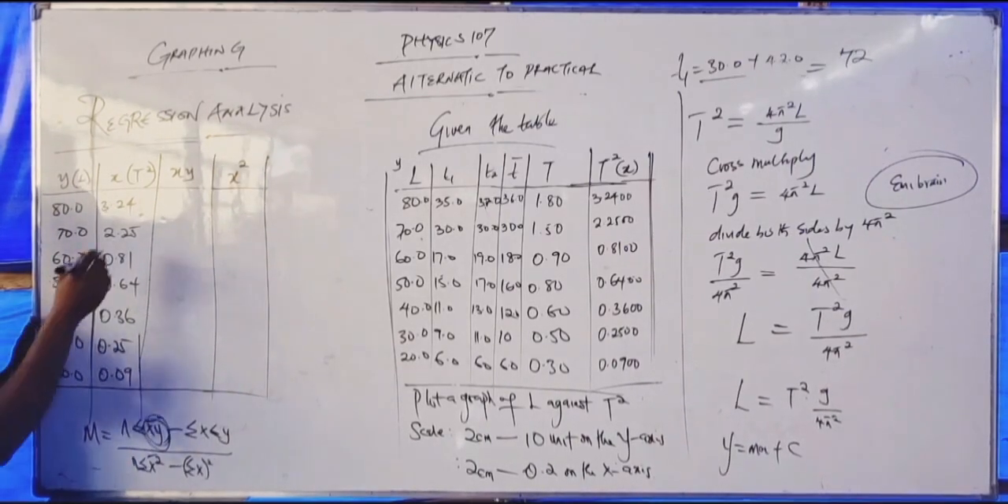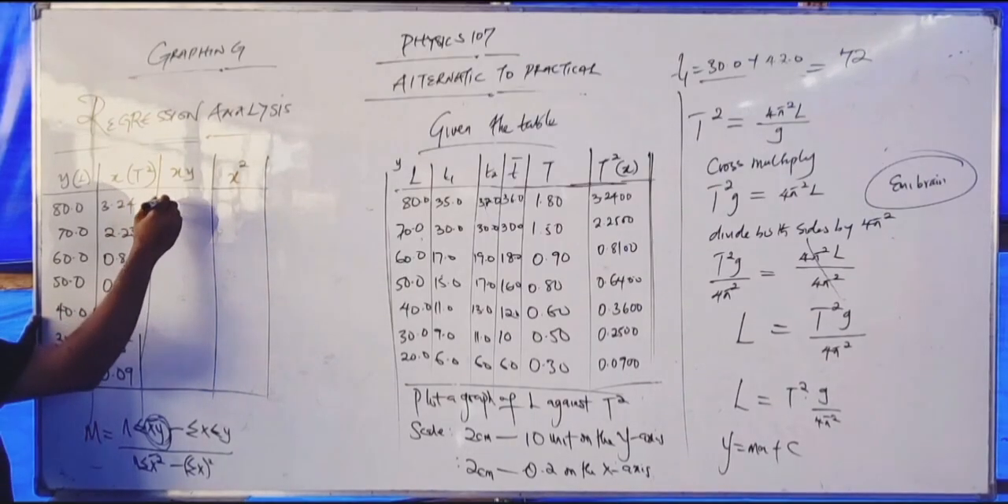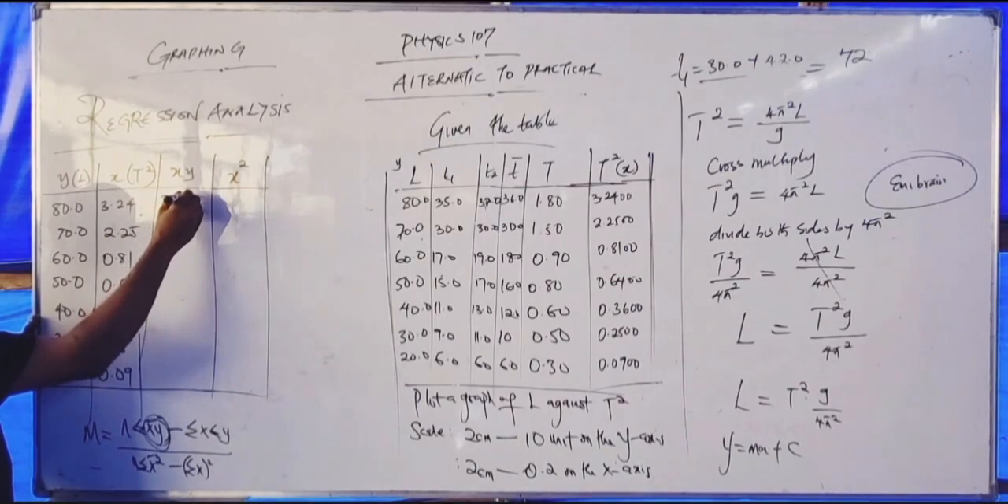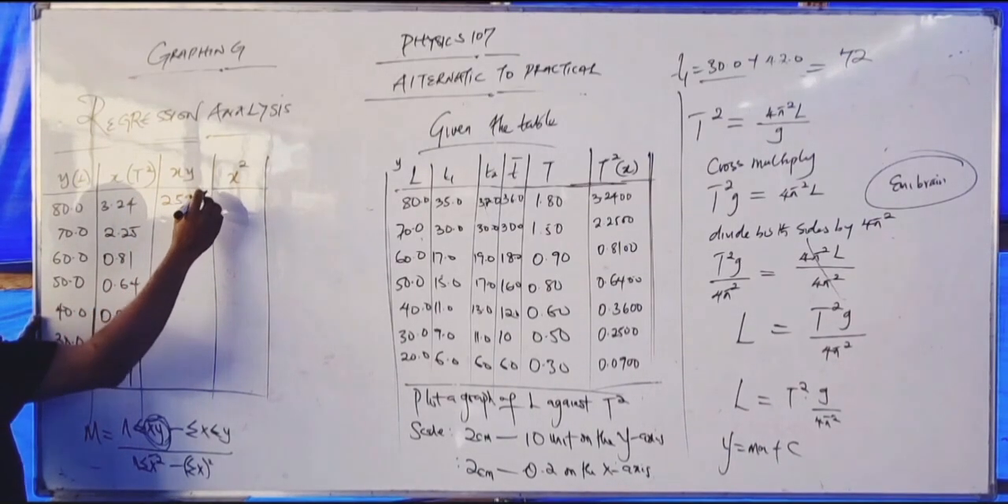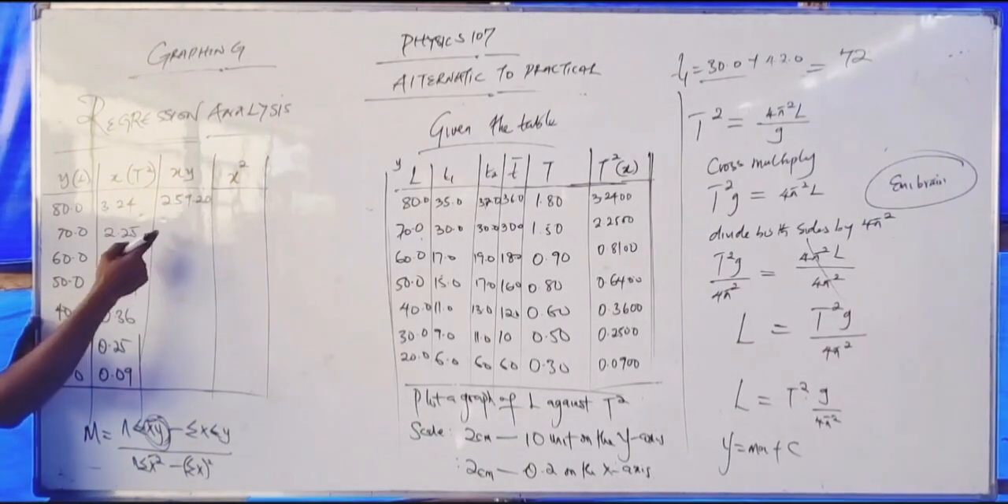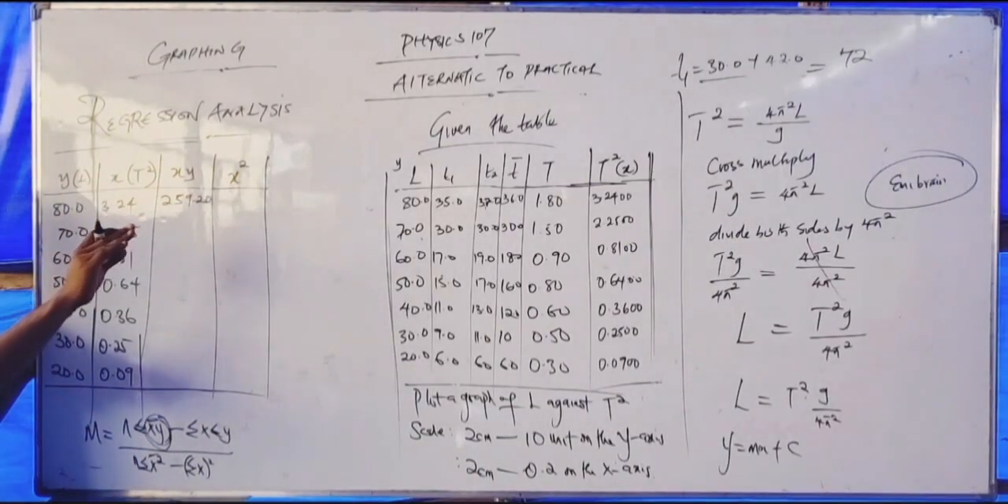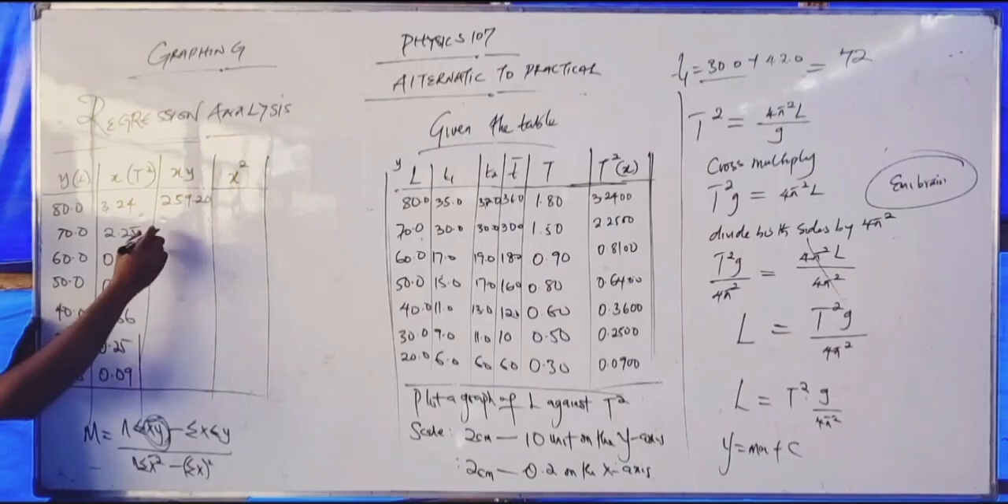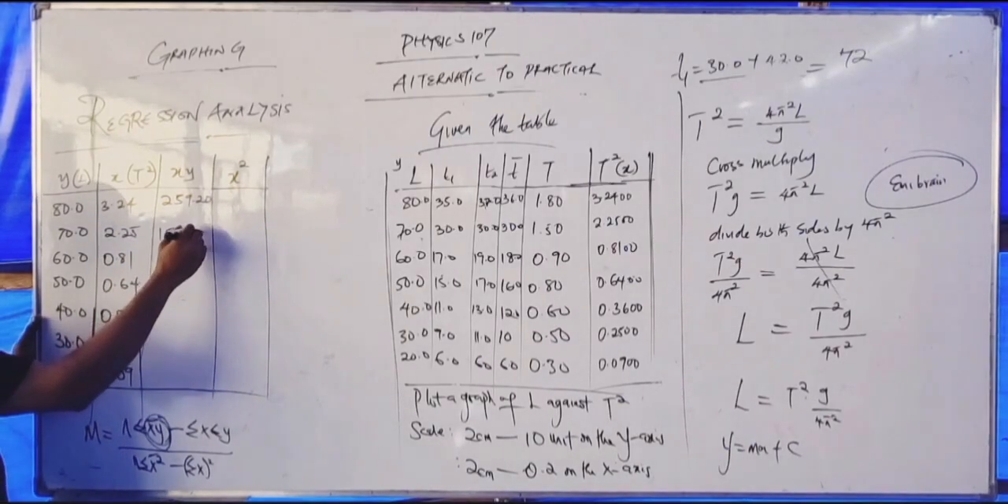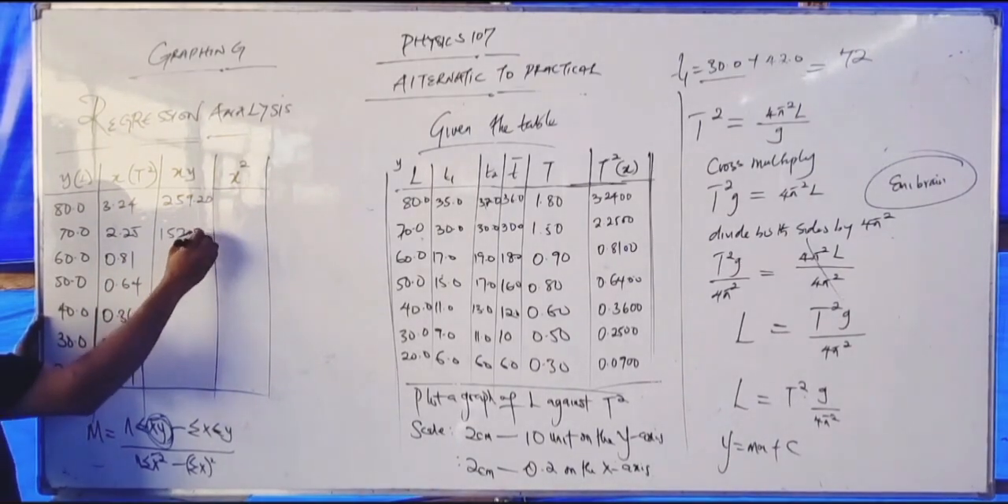What do you have there? 2... 259 point what? 20. Okay? 20. There's no number there. Okay. What about this? 157.5. 5 what? 0. What about this?